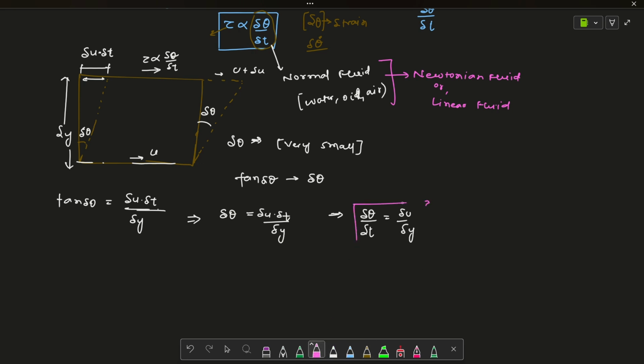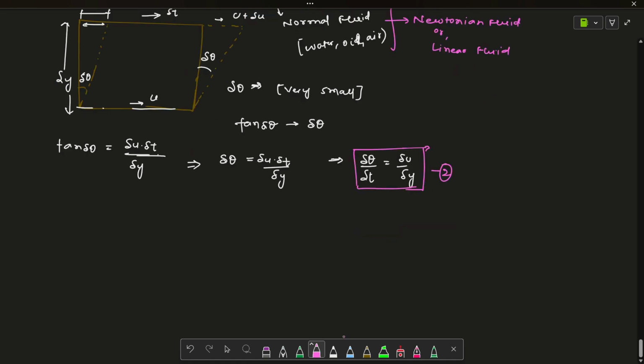Okay, so this is another relation that we find out from the geometry. This is from the definition, this is from here. So two equations we have found out. Now we have seen above that tau is proportional to del theta by del t.